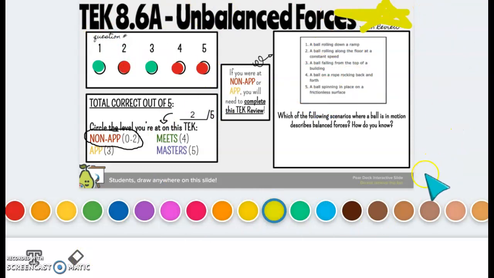Before going on to the next set of questions, does anybody have any questions over the specific test questions 1 through 5?